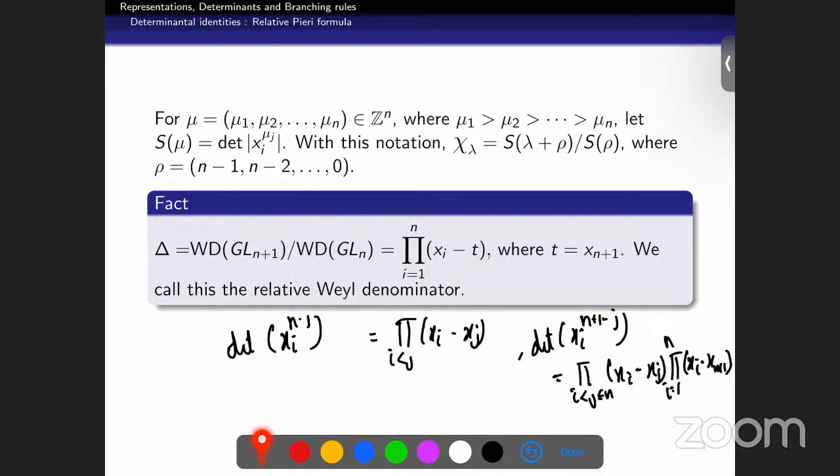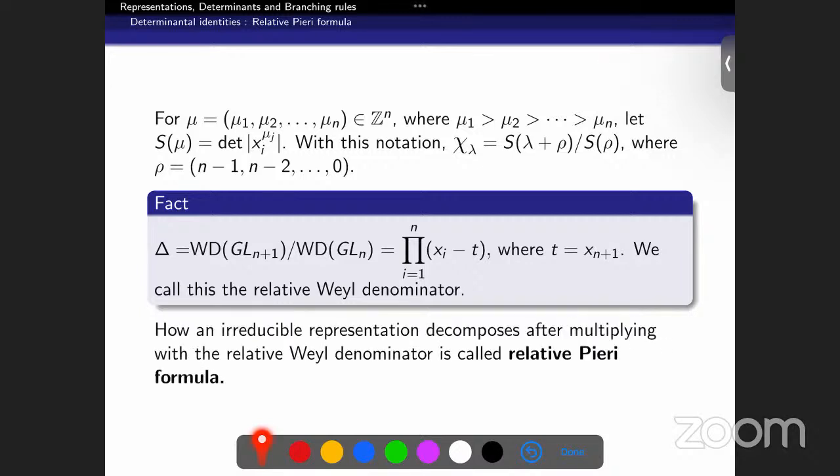Here we have made the substitution t equals xn plus 1, which allows us to see that this product is symmetric with regards to all the xi's, but not xn plus 1. So this is what we'll be calling in our terminology the relative Weil denominator. This is coming as relative to the two groups over here. And taking a product of this relative Weil denominator with any representation and seeing how it decomposes, that is what we call the relative theta formula.